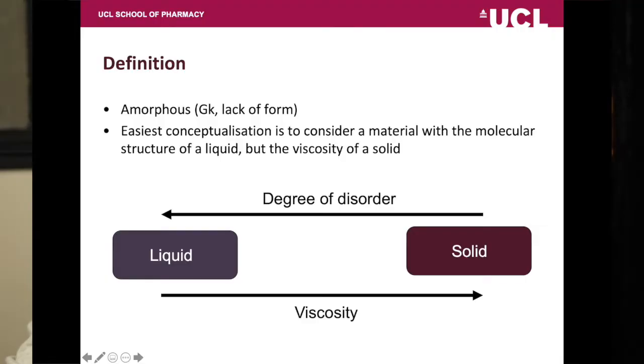So this is my definition of an amorphous material, and you're free to argue with it if you like. My definition is it's a material that has the molecular structure of a liquid, but the viscosity of a solid. Okay? Easy as that. The molecular structure of a liquid, but the viscosity of a solid. Or another way of thinking about it actually is to say it's simply a high viscosity solid. Okay? What do I mean by that?